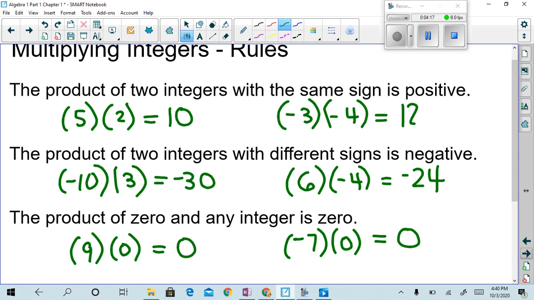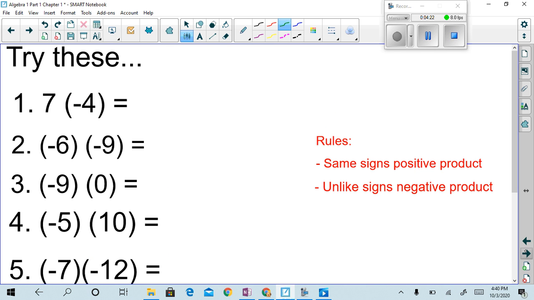Let's try a few problems. I would like you to copy these 5 problems. I left the rules on the side, and we'll give the answers during our live session.